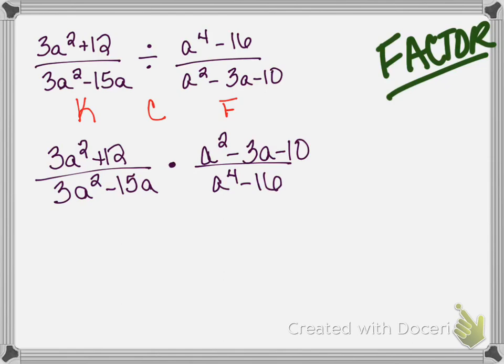I am going to give you 3 minutes to factor these. Now, the a to the 4th minus 16 is the more difficult one to factor. So I'm going to do that off to the side, but you should be able to factor it. But I am going to do it off to the side so you can see it. So factor every one of these, please.